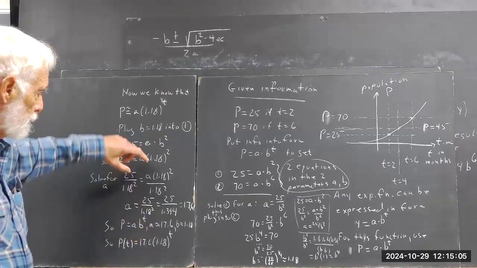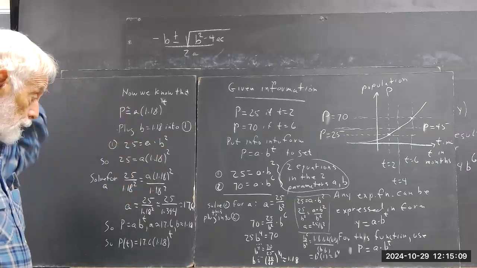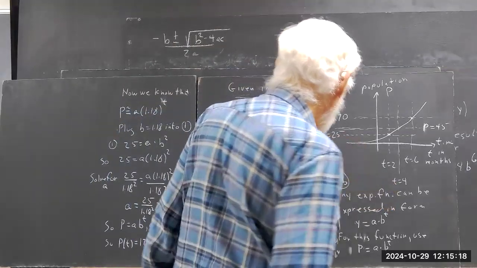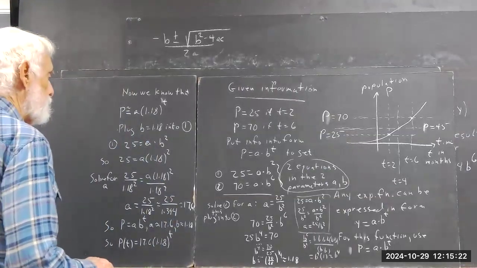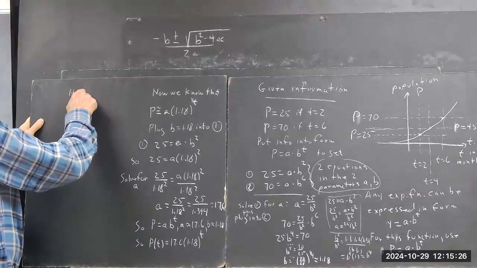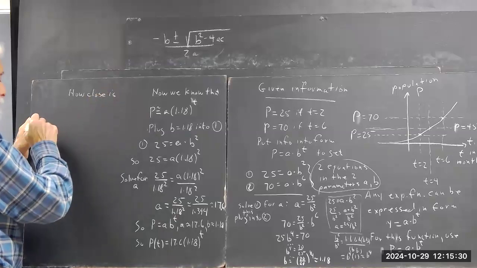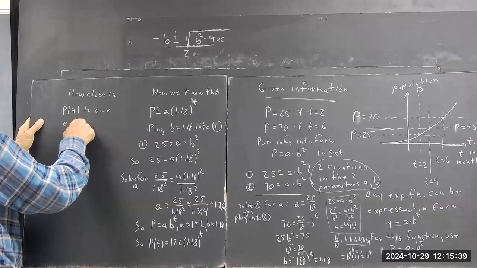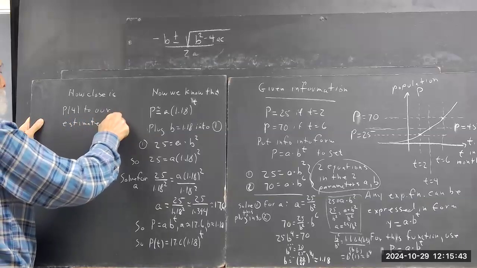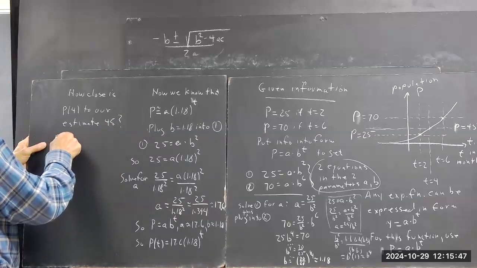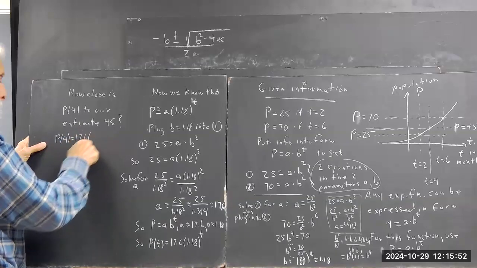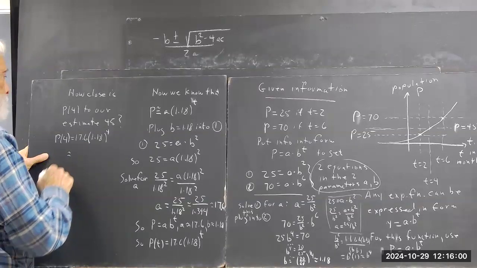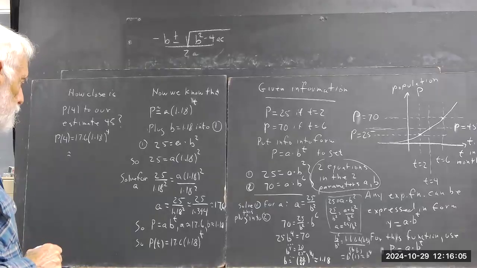So make sure you understand how we solve this once you got to 1.18. There's your function. Now remember, we estimated if t equals 4, population ought to be 45. Therefore 17.6 times 1.18 to the 4th. That's not going to come out that close. Maybe I made a mistake in some of these numbers.